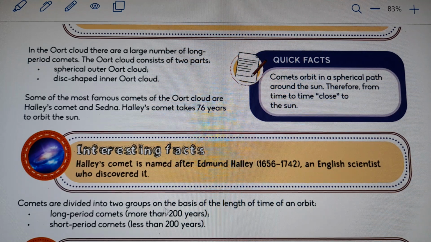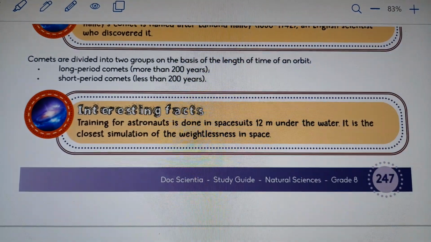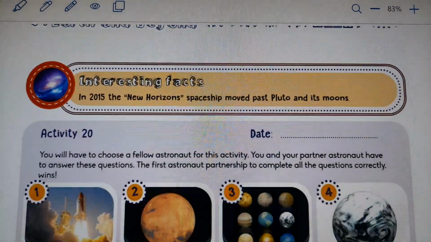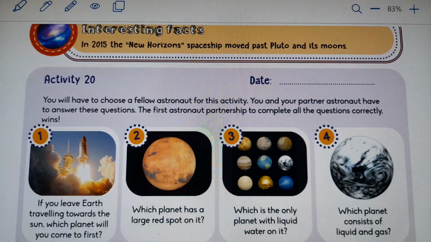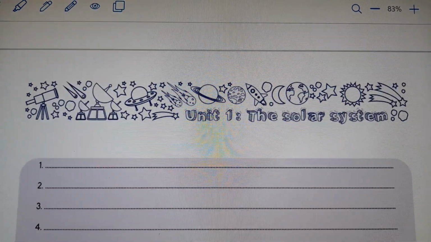Comets are divided into two groups on the basis of the length of time of an orbit. We have long period comets, which take more than 200 years, and we have short period comets, which take less than 200 years to orbit around the sun. Okay, so we have long period comets and short period comets. And let's move to our next page, which has got an exercise. I want to scroll down again. Don't worry about that exercise for now.